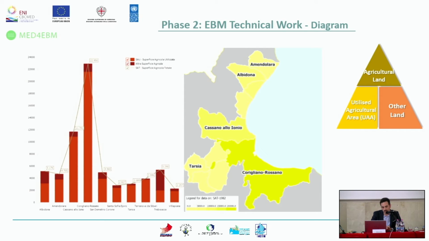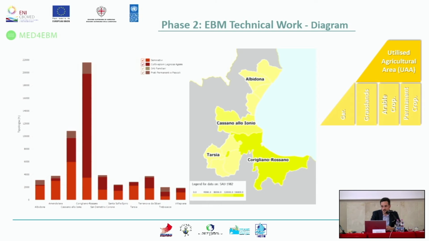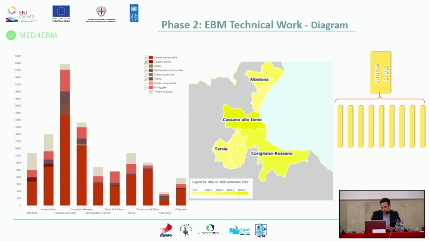And in the graph on the left, which is taken from the ESP elaboration, we can see the total of agricultural land, while we chose the stacked bar to display utilized agricultural area and other land. Going deeper, you can see only the utilized agricultural area as a sum of grasslands, arable croplands, permanent croplands, and family gardens. And going even deeper, you can see arable croplands with their composition: in this case, cereals, legumes, potatoes, industrial plants, and further crops.